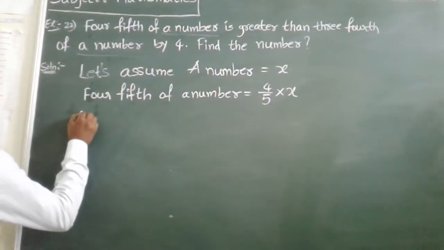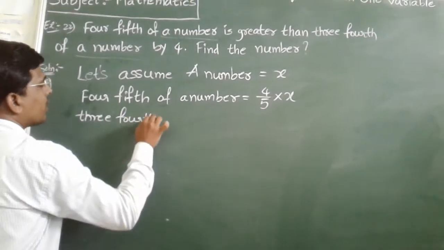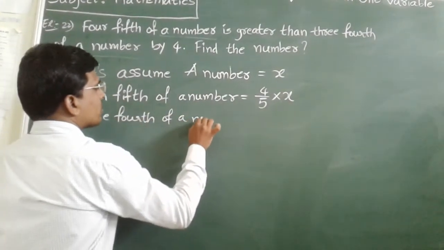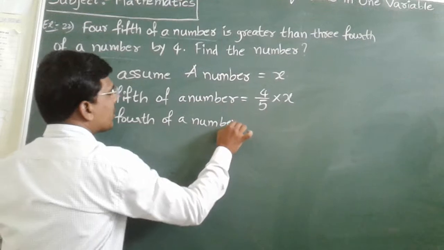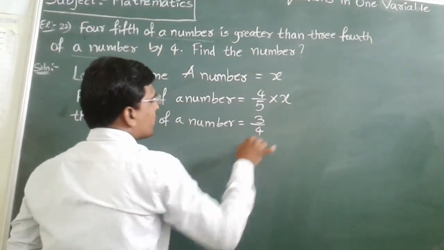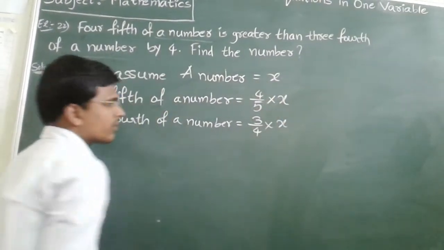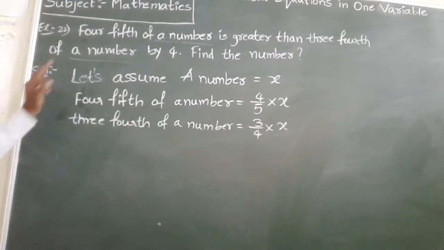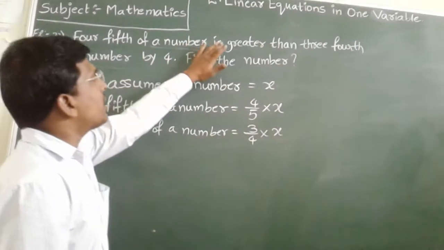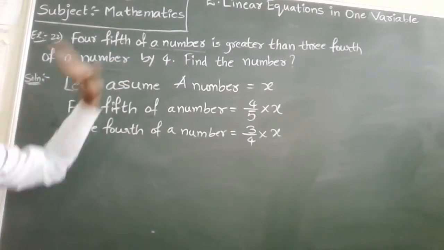Next, 3/4 of a number. So here 3/4 represents that fraction, and "of" represents multiplication, into a number x. Okay, so what is the given condition here? 4/5 of a number is greater than 3/4 of a number by 4.